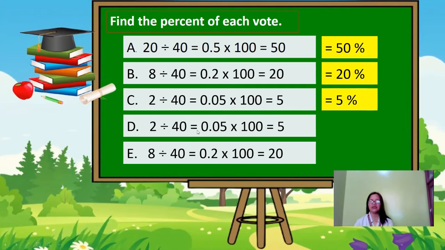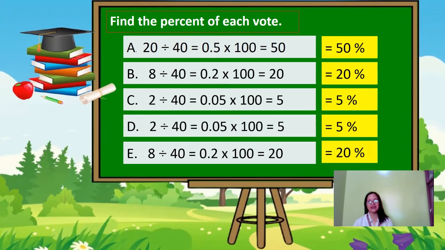Same with letter D. 2 divided by 40. Then 0.05 times 100 equals 5. Affix the percent sign. So we have the 5%. And with the letter E, 8 divided by 40 equals 2/10 or 0.2 for short times 100 equals 20. Affix the percent sign. So we have the 20%. Okay, next, find the angle measure.